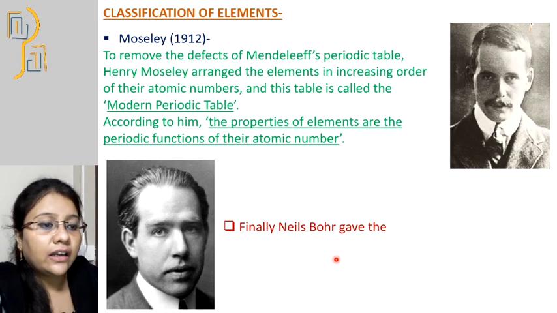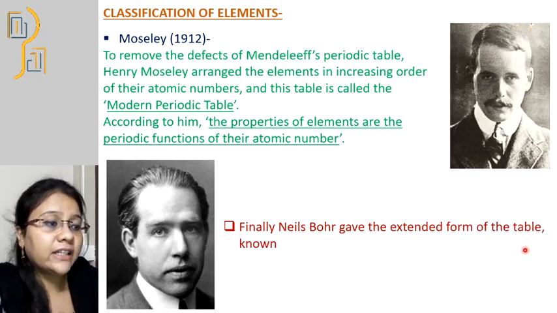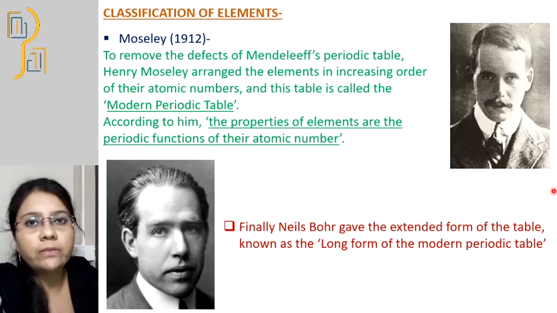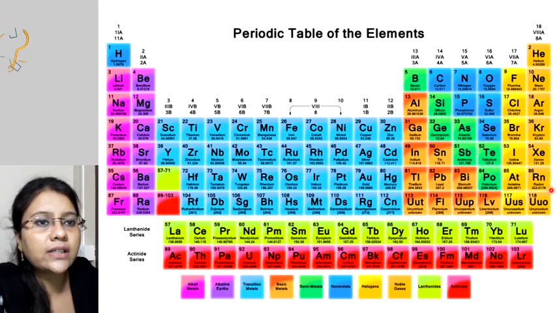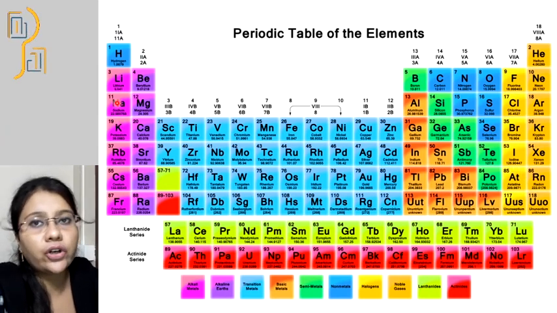Finally, Niels Bohr gave the extended form of the periodic table known as the long form of the modern periodic table. The present periodic table looks like this, which is arranged in increasing order of the atomic numbers.